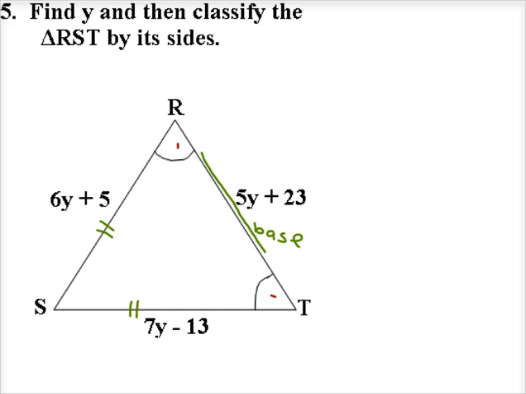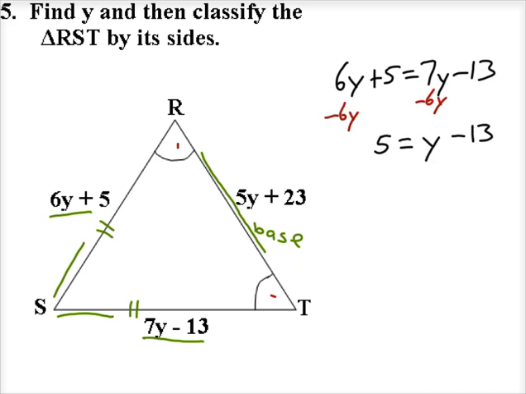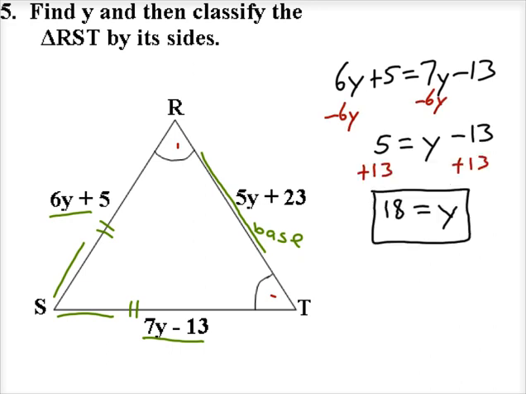So let's solve for y, and we can only use those pieces of information to solve for y, right? Even though it's tipped on its side, those are the legs of the isosceles triangle. So since legs are congruent, 6y plus 5 is equal to 7y minus 13. So let's solve for y. First, let's subtract 6y from both sides, and then add 13 to both sides. So we have y is equal to 18.